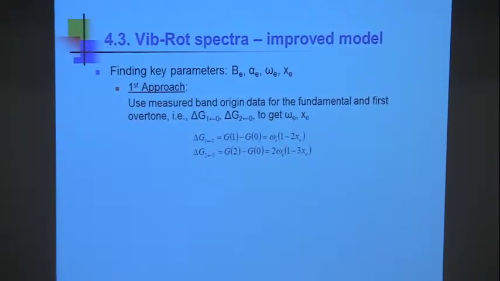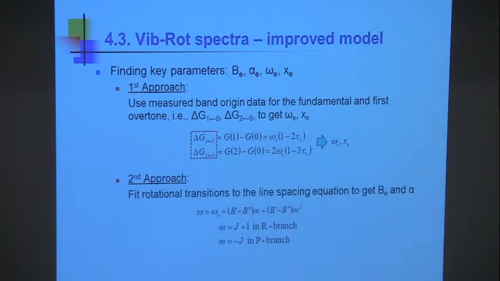So if you had the spectrum, and we do this in my lab class, you measure the spectrum with the FTIR, you find these band centers, and you've immediately determined omega e and X e. 2 equations, 2 unknowns. But we still have to solve for B and alpha.